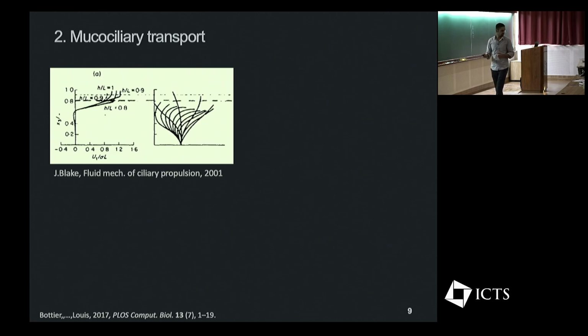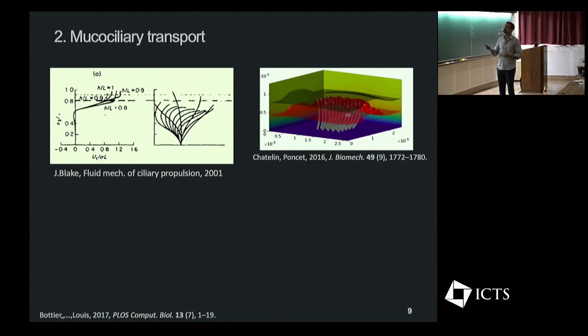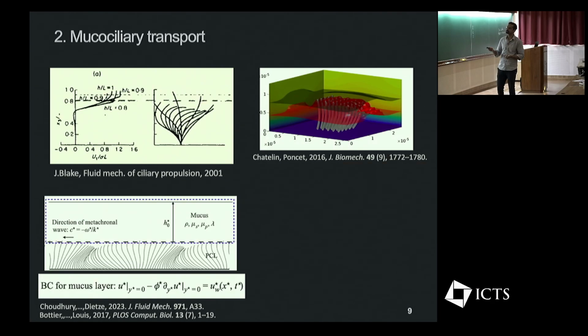Okay, quickly look at mucociliary transport. There have been many models describing how cilia propel the mucus. There are early models, pioneering work by Blake, where he takes these cilia shapes and treats each cilium like a thread of Stokeslets, and he's able to get the mean mucociliary propulsion. Today, there are much more advanced models with immersed boundary methods and so on, so you can get things like how the mucus interface deflects.